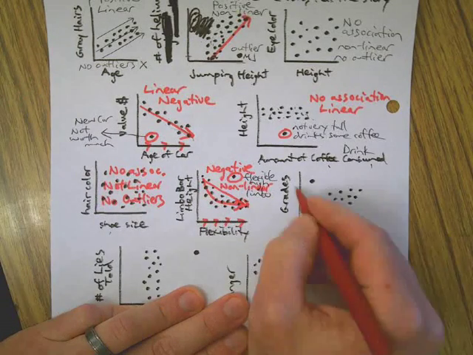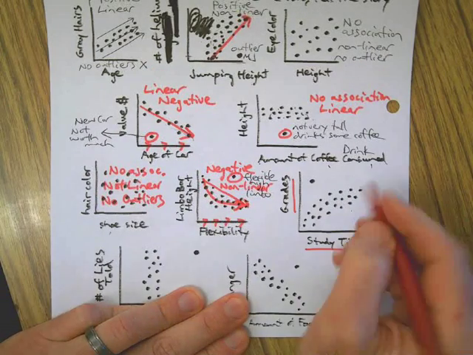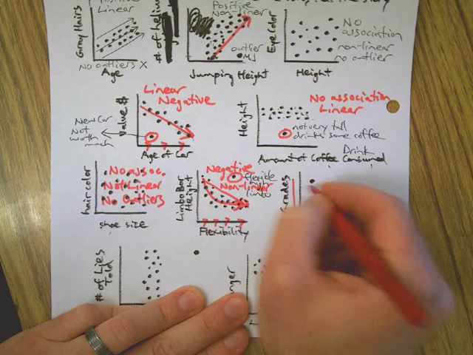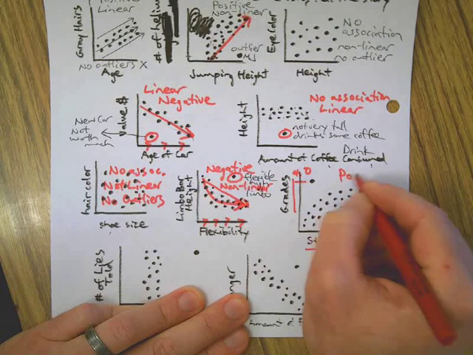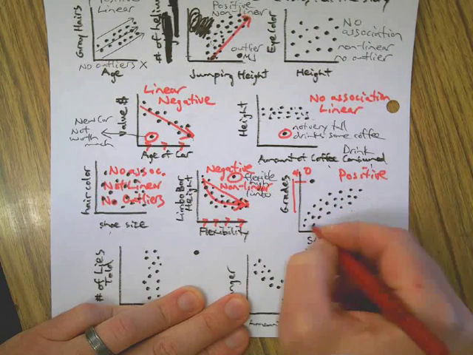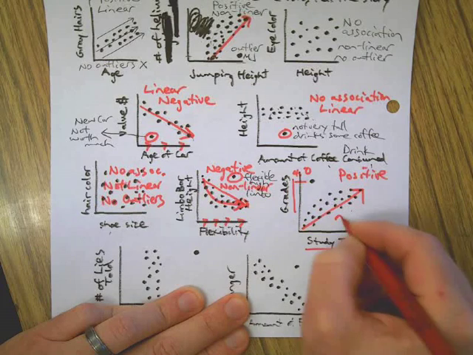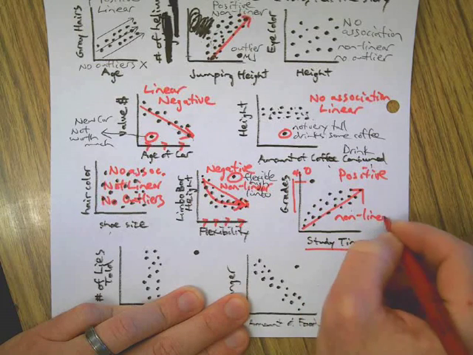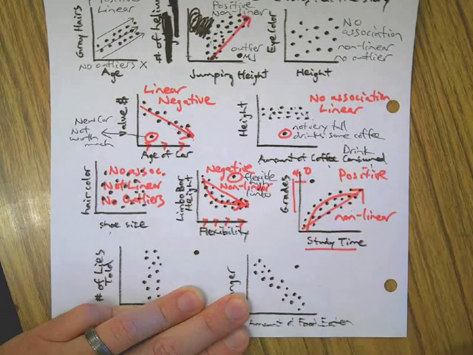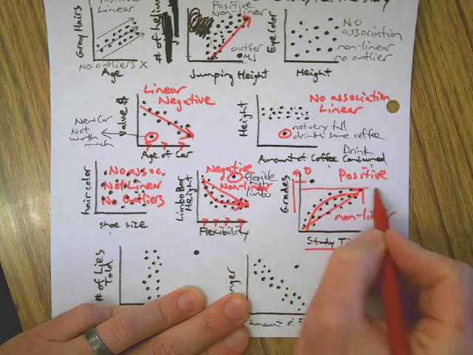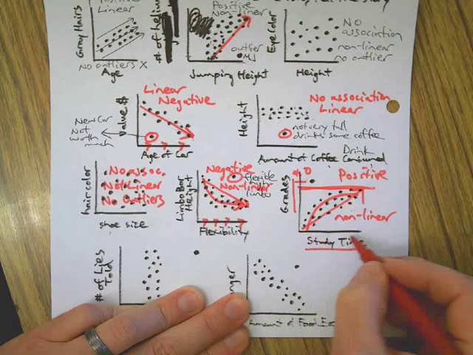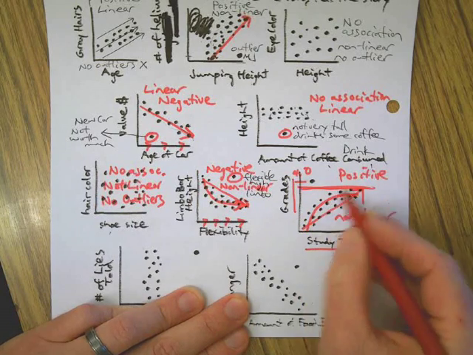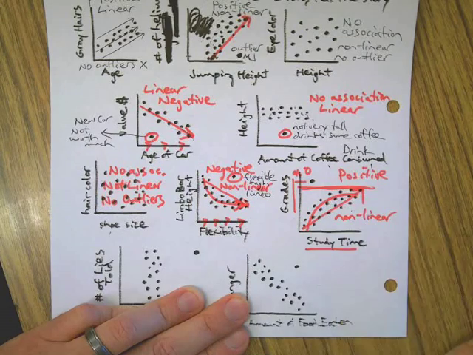Here we go. Study time, grades. This kind of makes sense, right? Let's say that this is a 4.0. So this is positive because it's going up from left to right. It's non-linear because it's a curve. And it has an upper limit, right? Because your grades can only go so high. So even though you can study more and more and more, it's not going to make your grades go above a 4.0. So they're going to flatten out eventually.